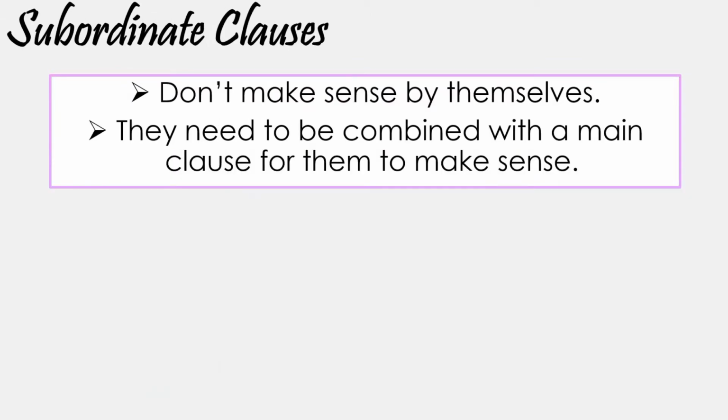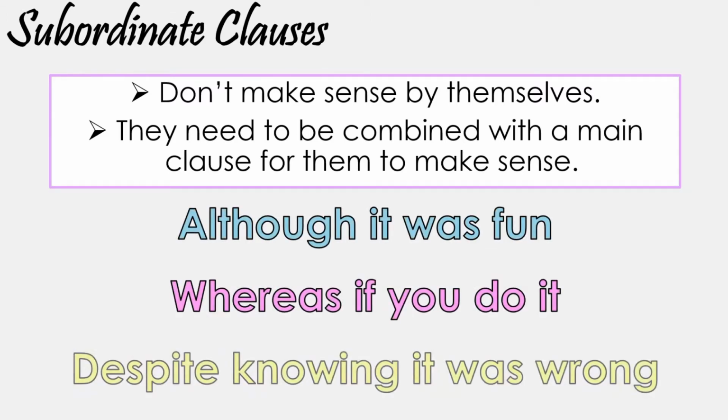Now subordinate clauses, sometimes called dependent clauses, don't make sense by themselves. They've got to have a main clause for them to make sense. Examples include: although it was fun, whereas if you do it, despite knowing it was wrong. And if you listen to my voice, you can hear that they're not full sentences, they're just waiting to be finished. Now they're called subordinate clauses because they are of less importance than a main clause. They are dependent on main clauses.